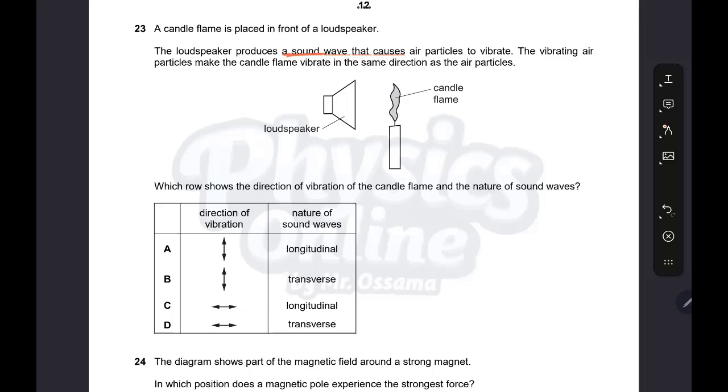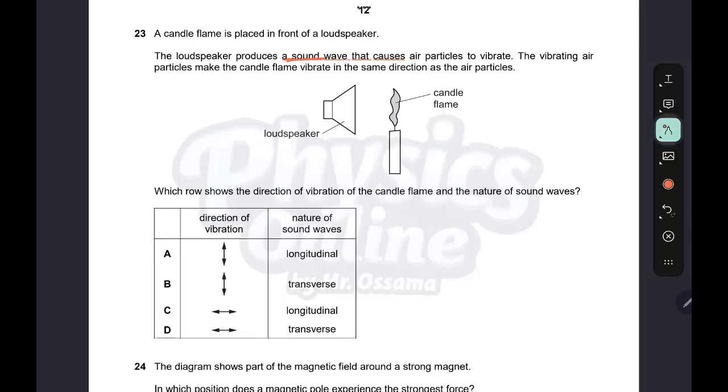So the sound wave is produced from the loudspeaker in this direction. So the particles vibrate to the right and to the left. So the candle flame also vibrates to the right and to the left. So what is the nature of sound wave? Sound wave, of course, is a longitudinal wave, not a transverse wave. So the answer is C.